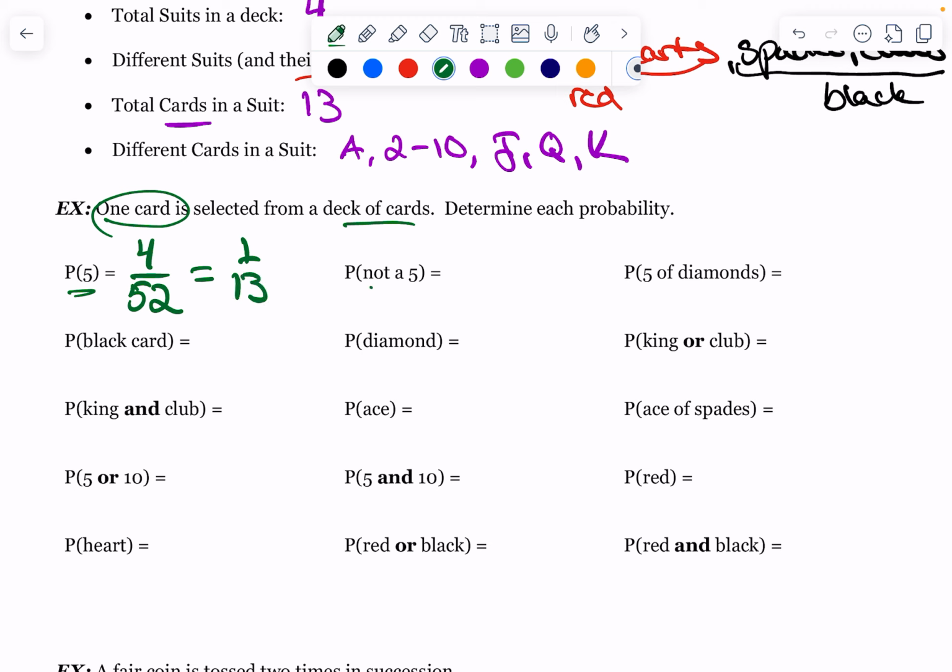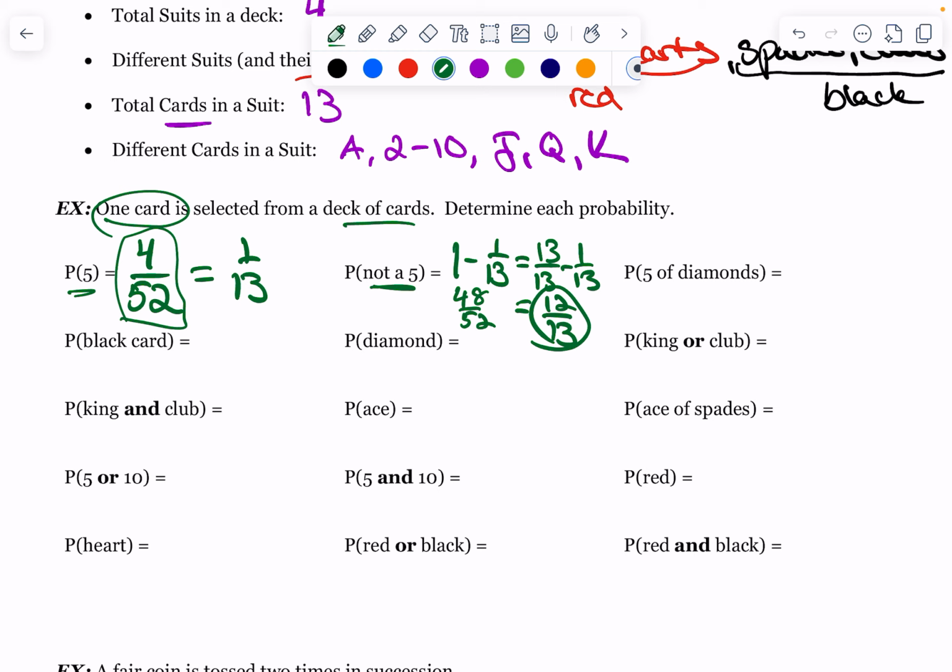Okay, next one is not a 5. So we have the option of calculating all the other cards to see what that is, or we can do 1 minus 1/13, which is 13 over 13 minus 1 over 13, which gives us 12/13 as our answer. Or if we want to do it with the full deck, 4 and 52, it would be 48 over 52. And that simplifies to 12/13. Your calculator simplifies it with the fraction button.